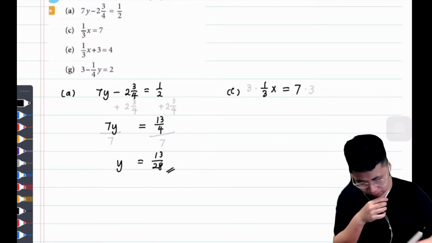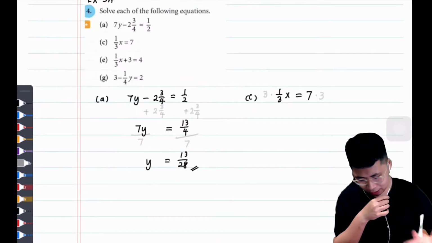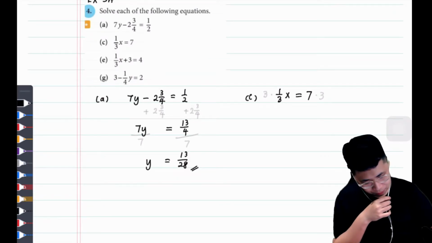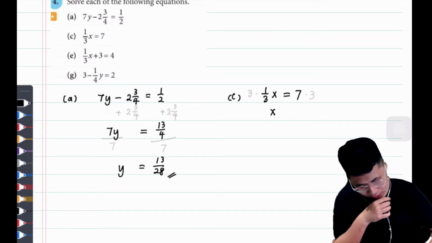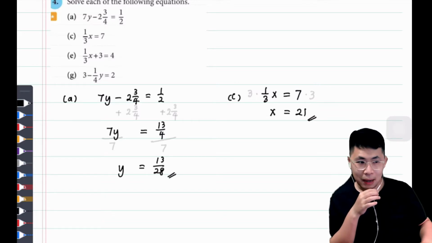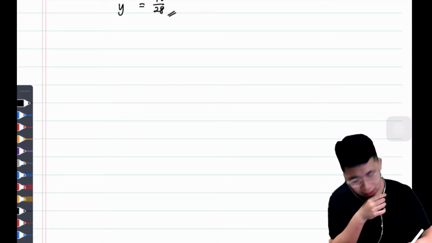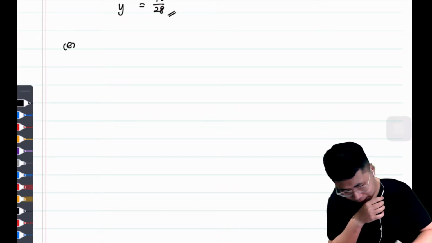So over here, the 3 and this will cancel. Okay, so over here I have x on the left. So 7 times 3 will give me 21 on the right hand side. So this is for part C. Now moving on to part E. So part E, I have two methods for part E.